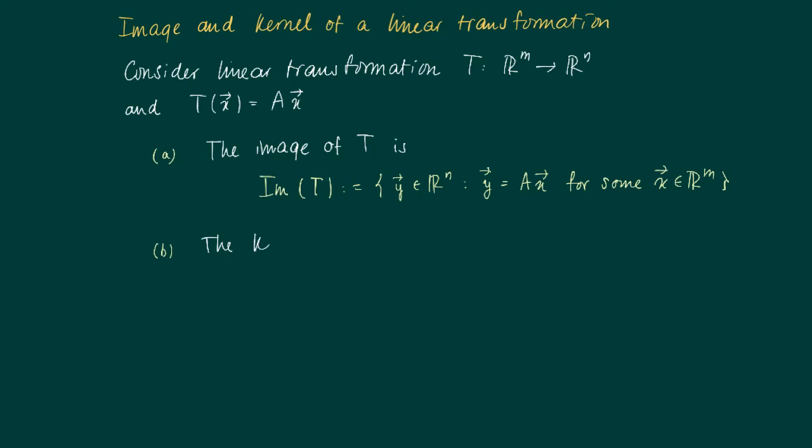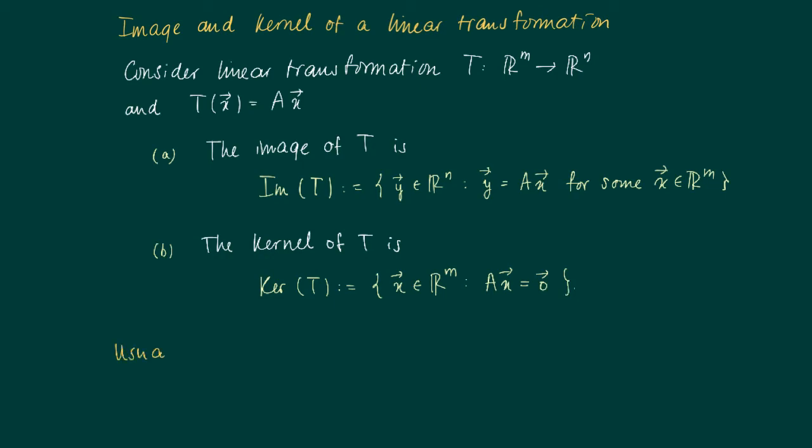The kernel of the transformation T are basically the zeros of the mapping T. So the kernel is written as ker T, and it consists of all vectors x which are mapped onto the zero vector. So A times x equals zero.